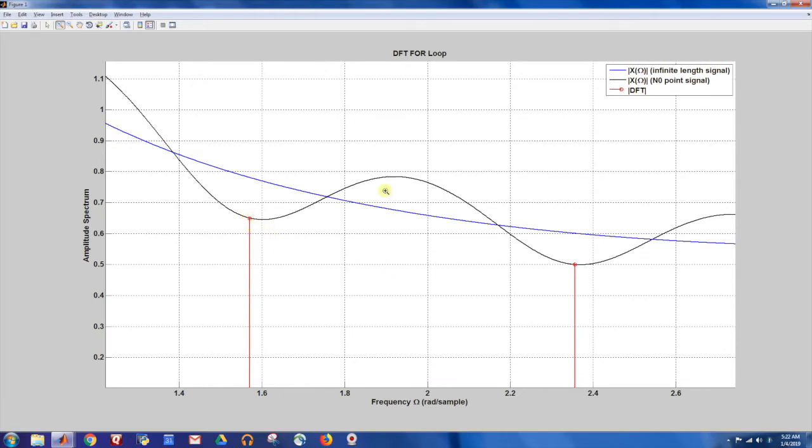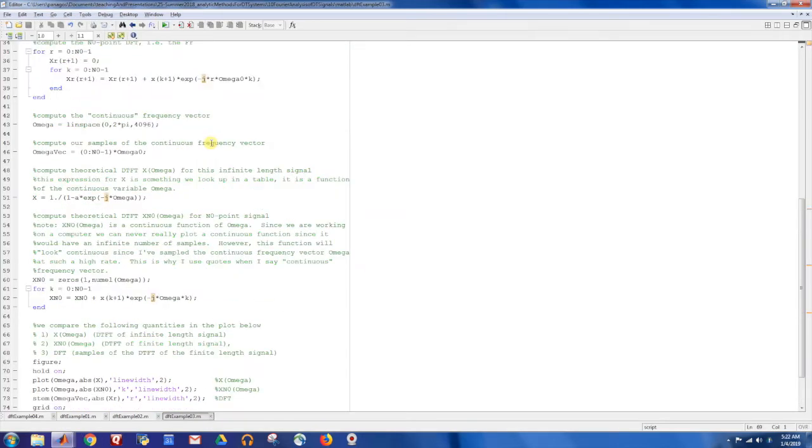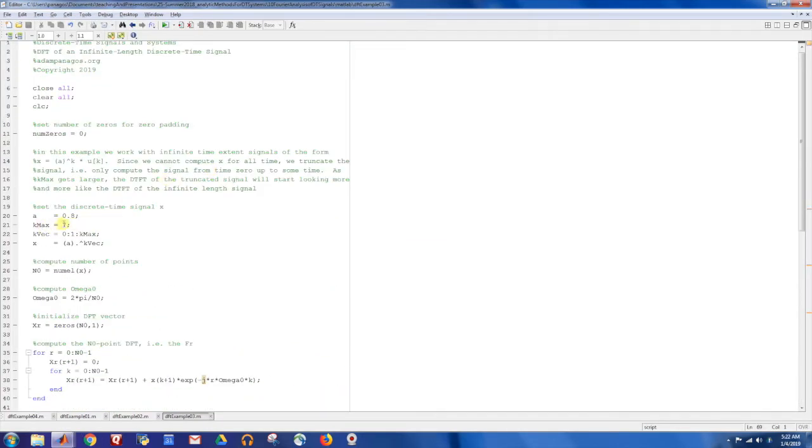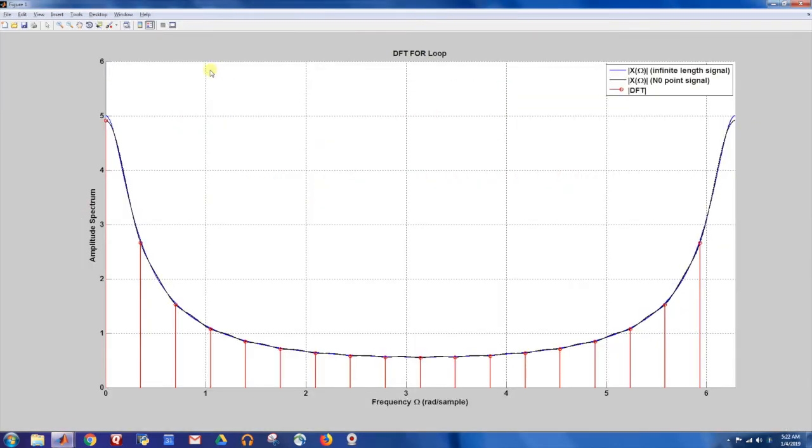So what I expect to see are these red dots right on top of the black curve. Obviously, neither these red dots or this black line lies on top of the blue curve because we've truncated so much of the signal and thrown away so much signal content. However, what should happen is as I let K max get bigger, as I'm truncating less and less and letting my signal that I'm working with here in MATLAB get longer and longer to the right, what should happen is the black curve and the blue curve should converge. And that's exactly what happens.